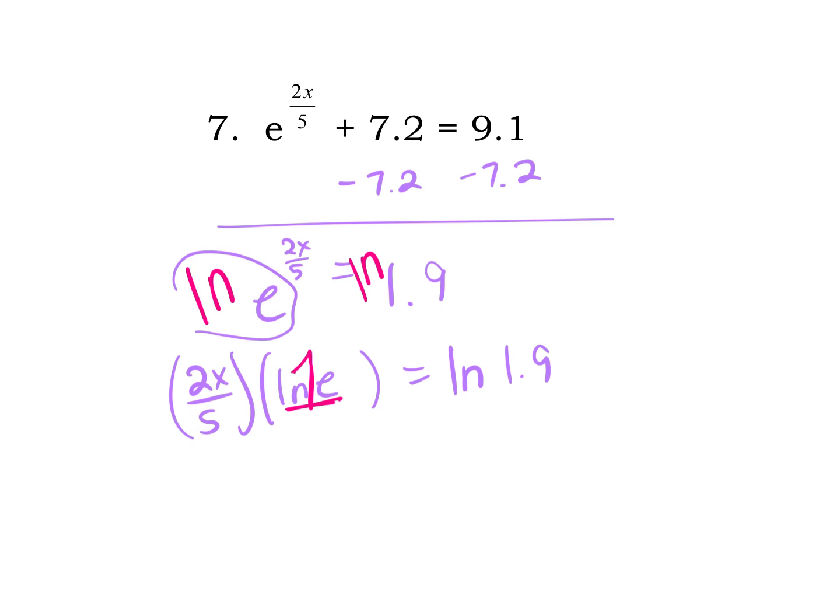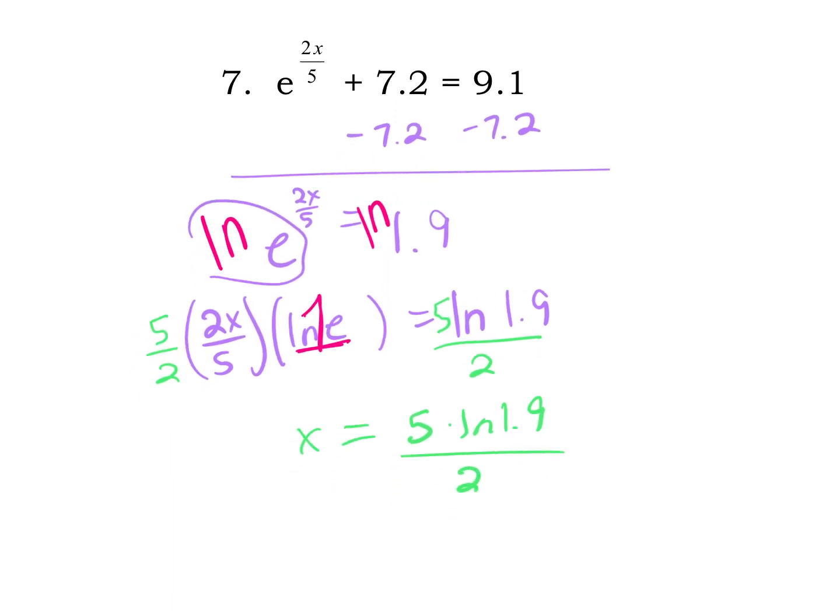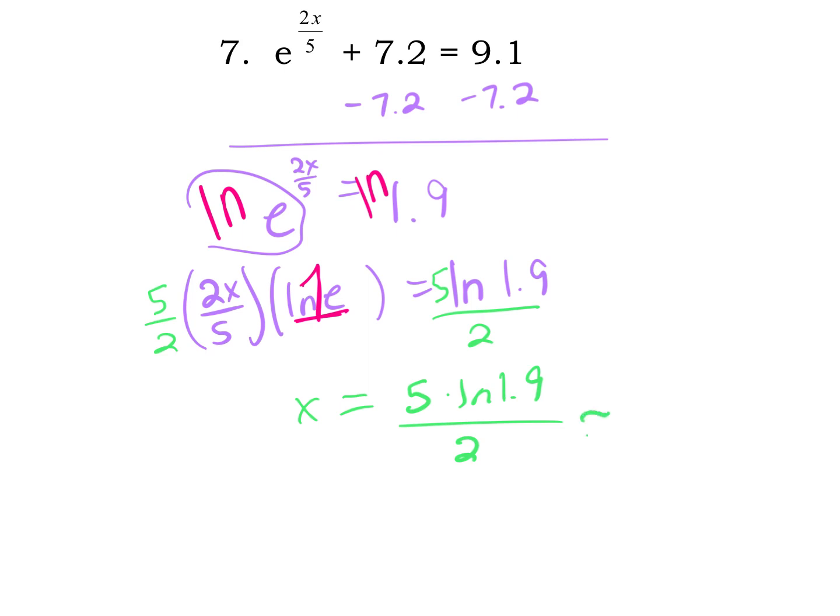Do you multiply by 5 over 2? There you go. We want to multiply both sides by the reciprocal, so we're going to multiply by 5 over 2. So 5 over 2 here. So x is equal to 5 times the ln of 1.9 all over 2. That's the exact answer. If we're looking for the decimal approximation, we get that if you plug it in. Okay?